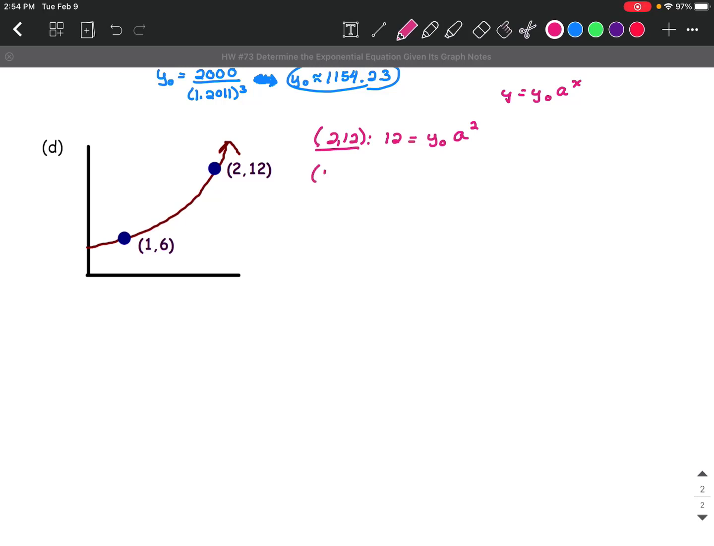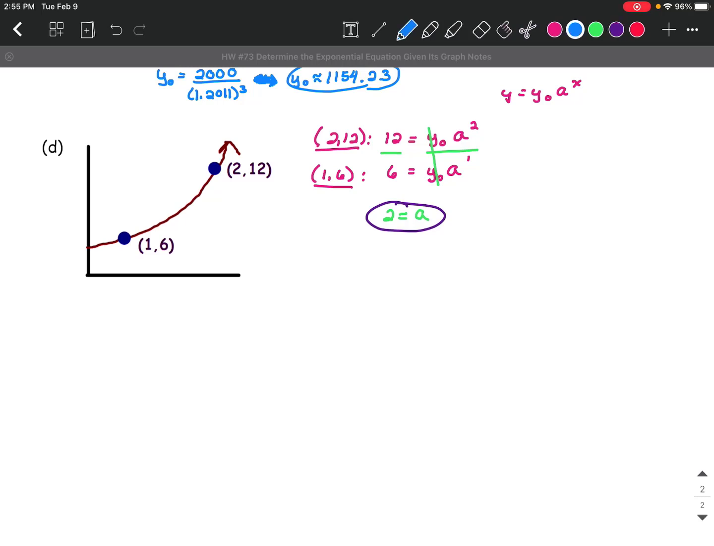Now I'm going to take the other point, 1, 6. My 6 goes in for y. I don't know the initial value. I don't know a, but my x is 1. Next, we divide the two equations. When we divide, 12 divided by 6 is 2. My initial values will cancel out, and a squared divided by a is just a. So now I have my value of a.